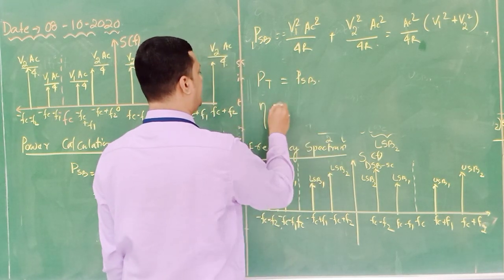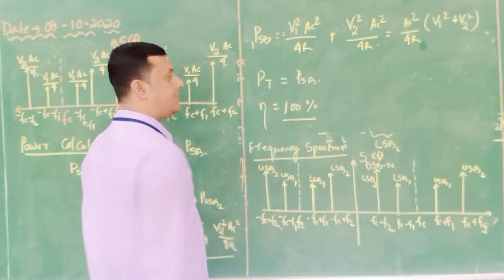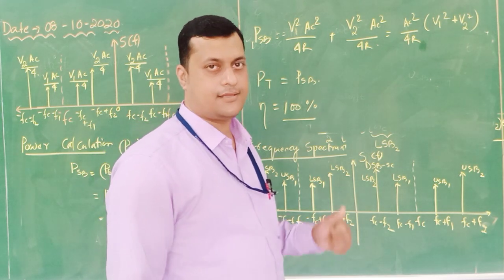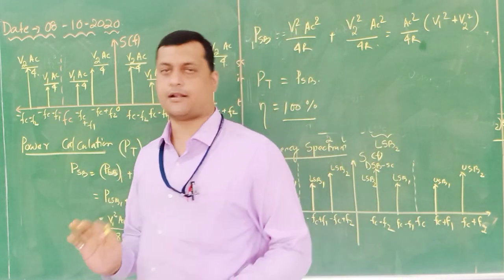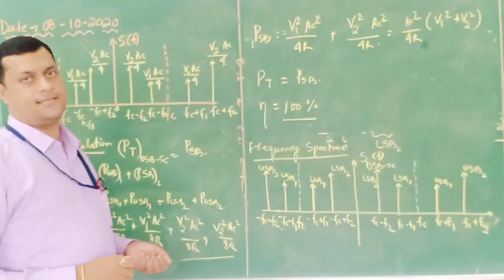So your efficiency again will become 100%. This indicates that whether you go for multi-tone or single tone, your efficiency of transmission will be 100%. This is the principle of the DSB-SC signal.